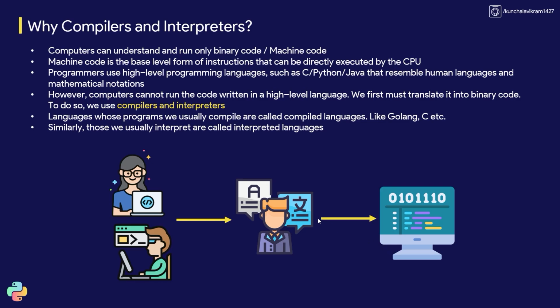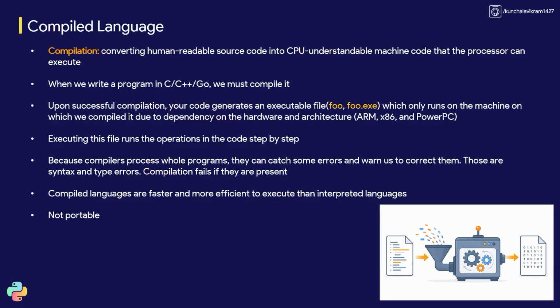So generally, languages whose programs are typically compiled are called compiled languages, like Go, C, and languages that we typically interpret are called interpreted languages, like Python. The best example is Python. And coming to compilation, compilation is the process of converting human readable source code into CPU understandable machine code that the CPU can directly execute. So when you write a program in C, C++ or Go, you have to compile it before you can even run it on that machine.